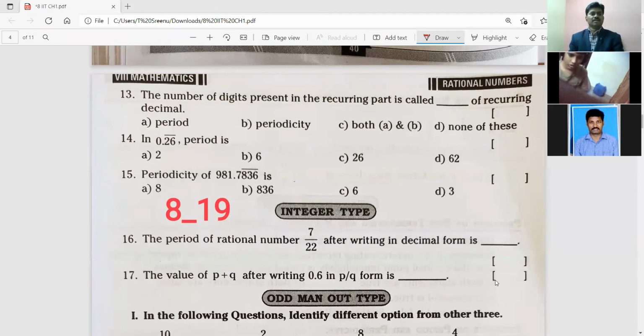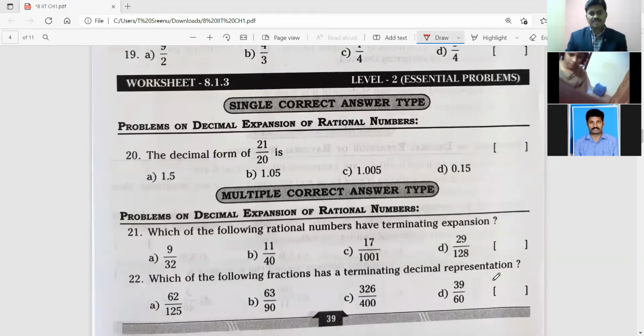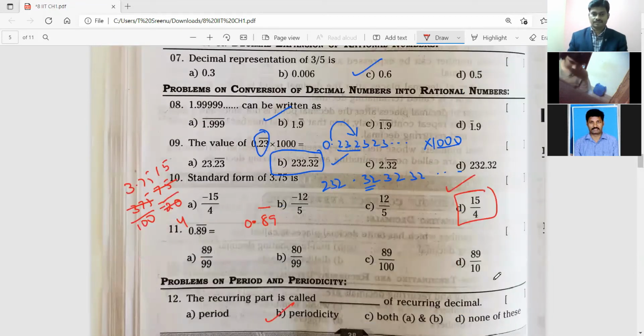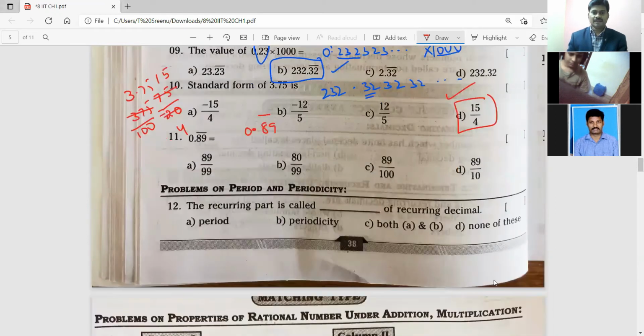Avinash and Sandeep, what we have discussed just now is a small change. The recurring part of the non-terminating recurring decimal is called the period. Before, there is a recurring part, which is the period. Please check and write down. Always we get confusion here.